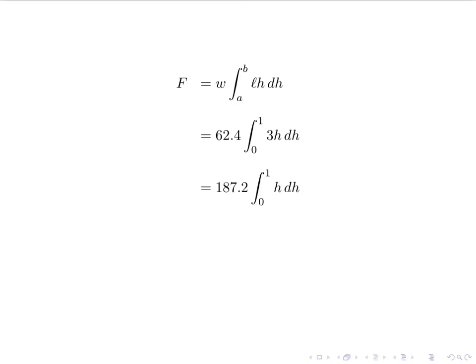So I can pull the 3 out, and 62.4 times 3 is that 187.2. The integral of h is 1/2 h squared, so I get 93.6 h squared. We're going to evaluate that from 0 to 1, and that gives us 93.6. Our units are pounds. Remember, this is force, so we have the force unit, which is pounds.